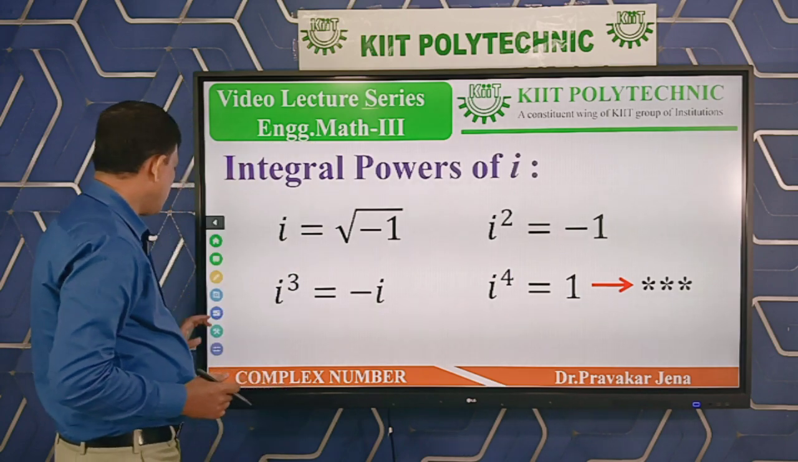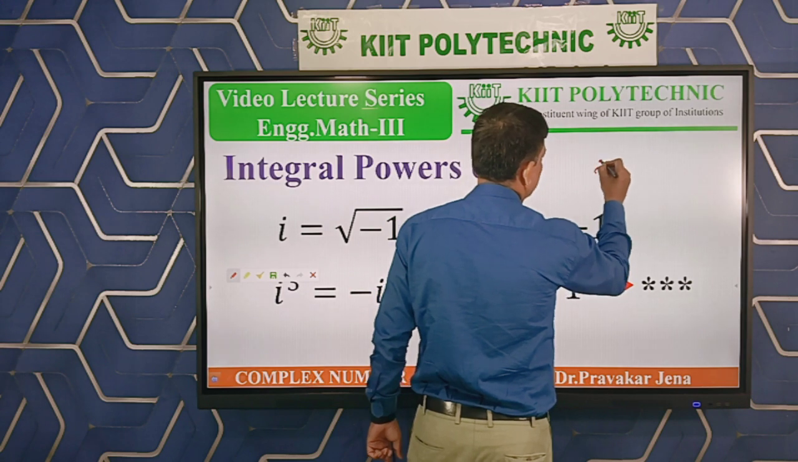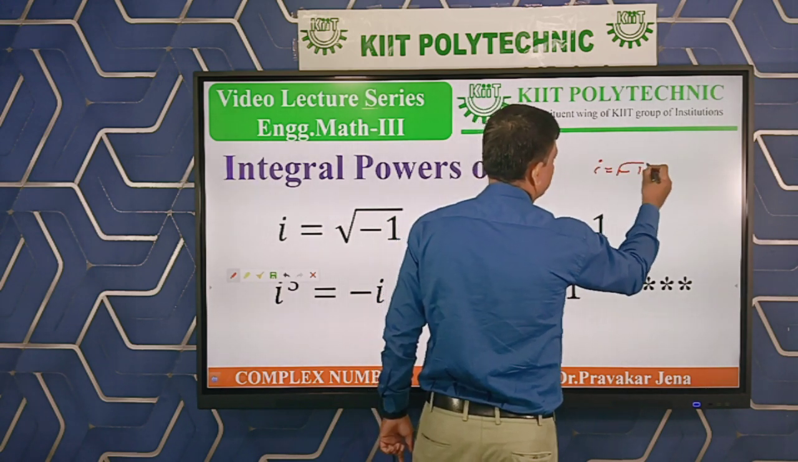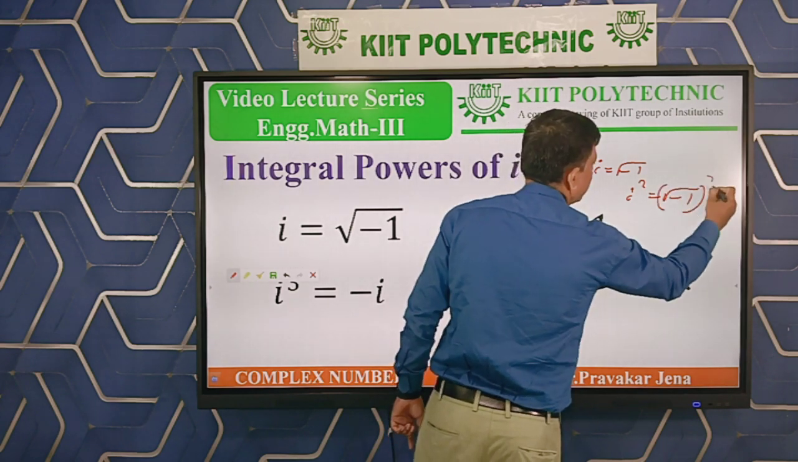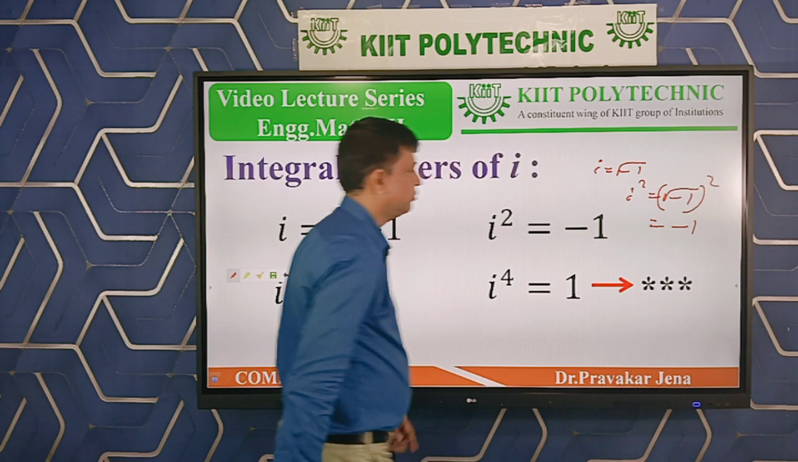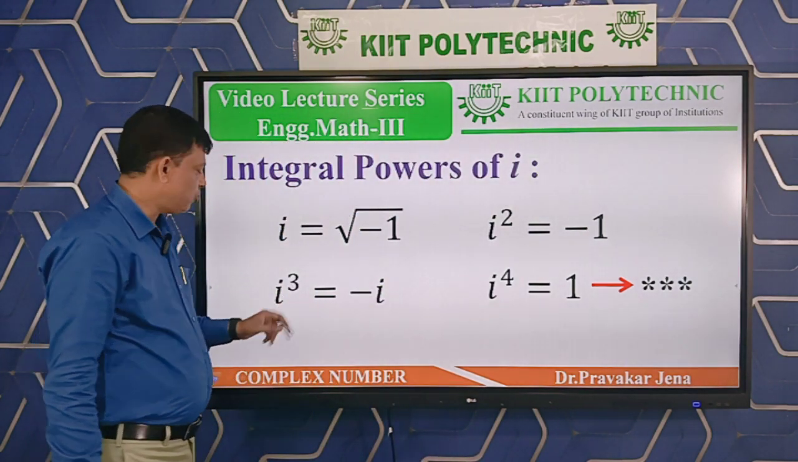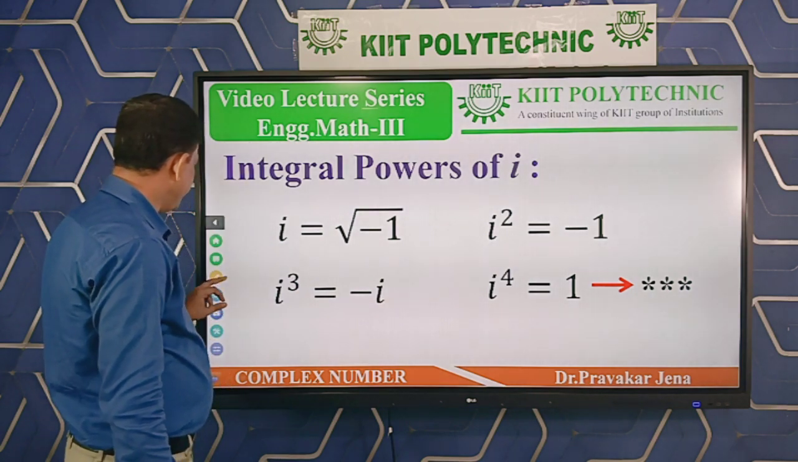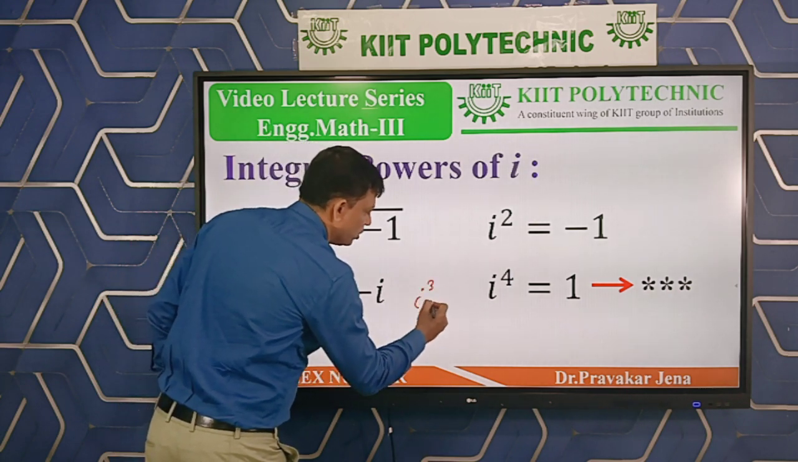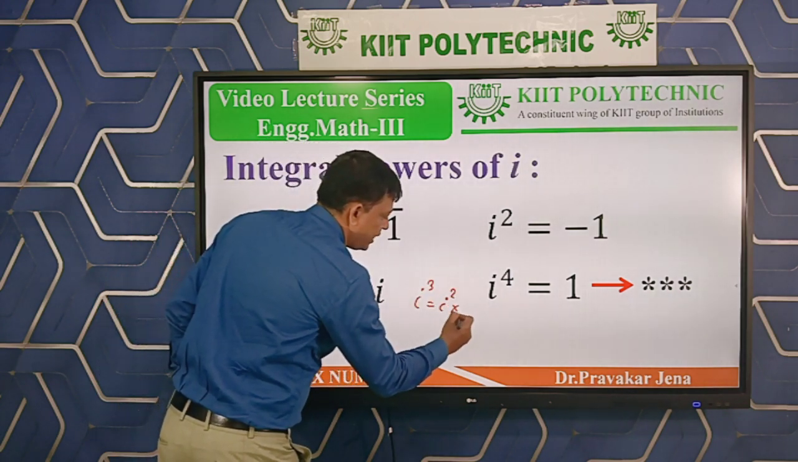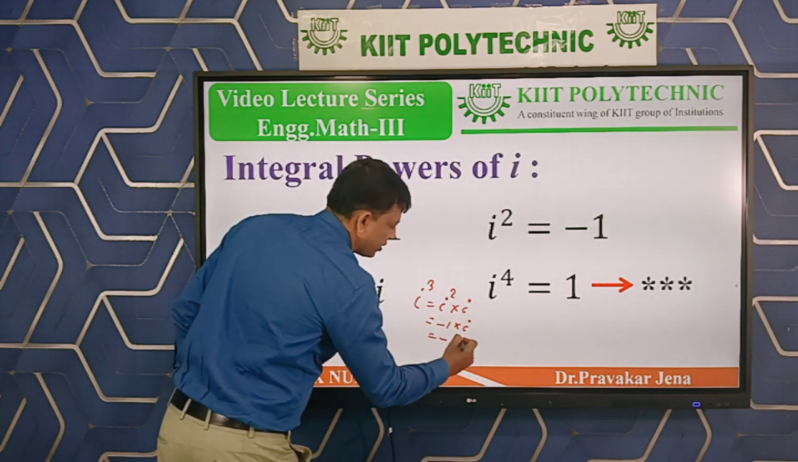So how is it possible? Just use i equals root of -1, and taking the square of this, root of -1 squared equals -1. And similarly we can find i cube. How to find i cube? Now it is very simple. This is i square into i, and the value of i square is -1, so -1 into i equals -i.